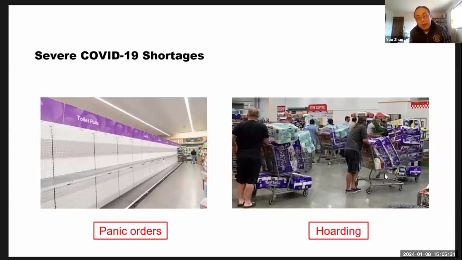The Hunger Chain simulation was inspired by the COVID-19 shortages, such as groceries, household products, and medical supplies such as vaccines, and subsequent supply chain issues such as panic orders, like these people who bought a huge amount of toilet paper, and hoarding, as we have all experienced.